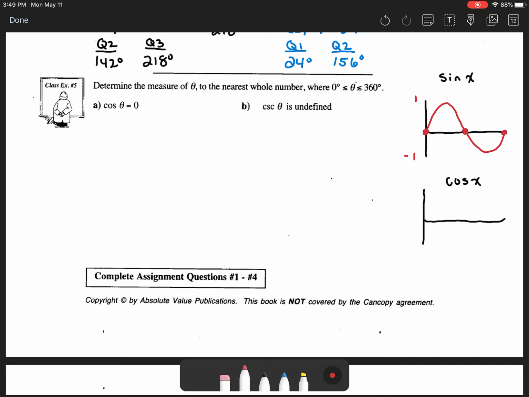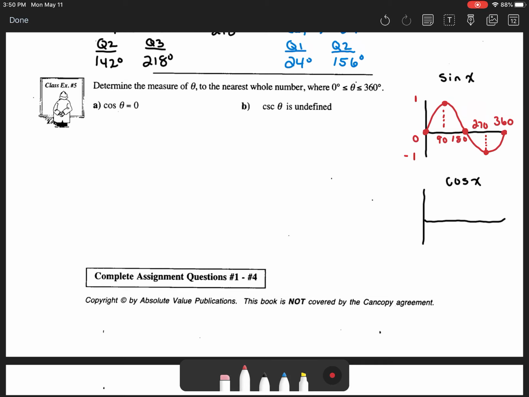It has values of 0, or it is on the x-axis, at 0, 180 degrees, which is basically pi in radians, and 360 degrees, which is 2 pi in radians. It hits its maximum value of 1 right here at 90 degrees, and it hits its minimum value of -1 right here at 270 degrees.